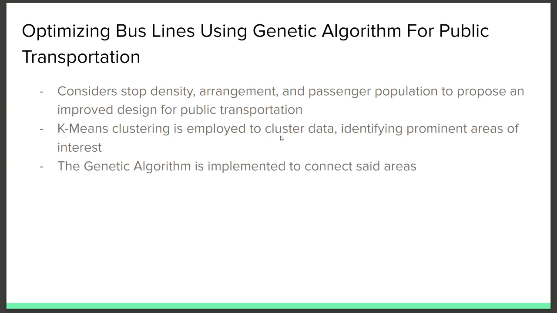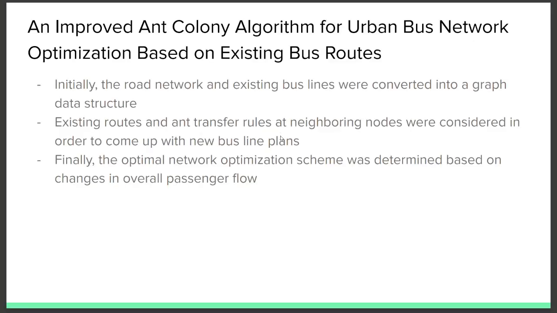The second related work considers stop density, arrangement, and passenger population to propose an improved design for public transportation. The K-means clustering algorithm is then used to cluster relevant data to find areas of interest where there will be high population density. The genetic algorithm finds ways to link said areas of interest. Longer distances traveled were penalized while passenger intake was prioritized by the fitness function of said algorithm.